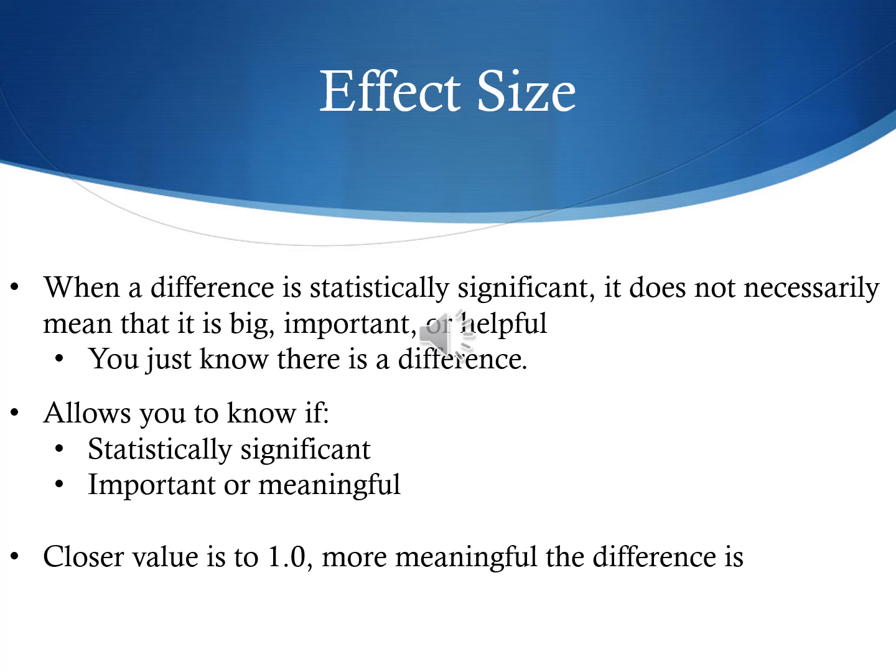After you run the ANOVA and you get your F and P statistics, you might find that the difference is statistically significant. So you know there's a difference in the data sets, but this doesn't necessarily mean that it's big, important, or helpful. So you need to look at the effect size. So this will let you know that the difference between the two data sets is statistically significant.